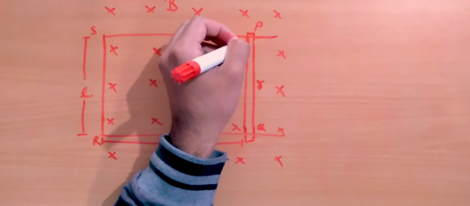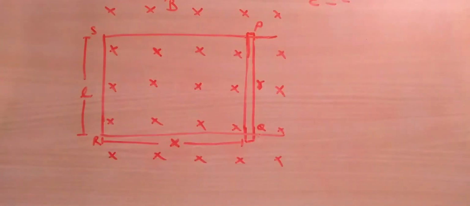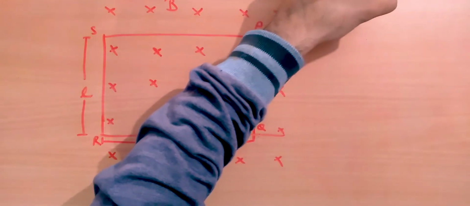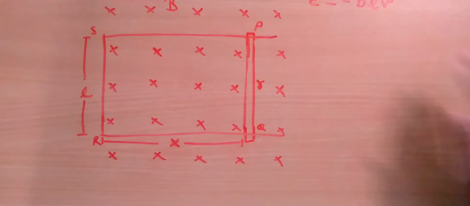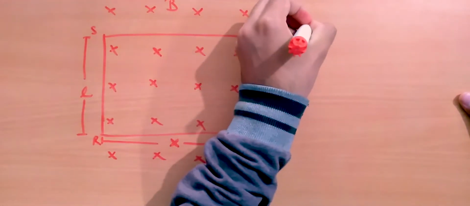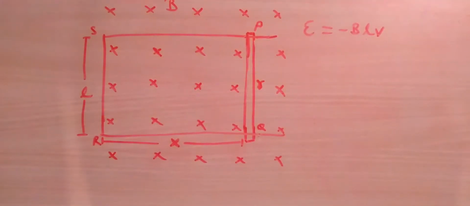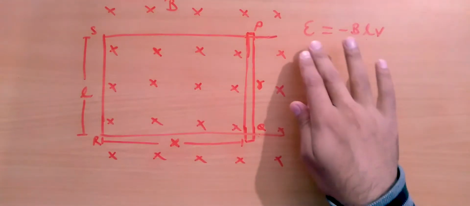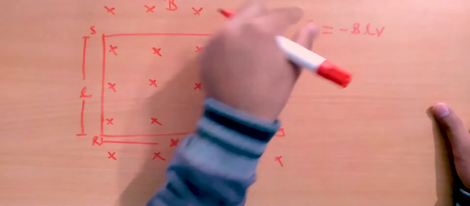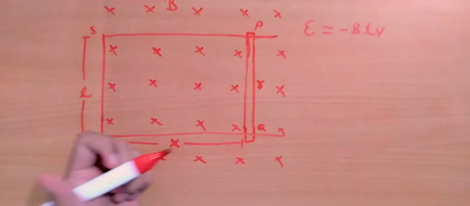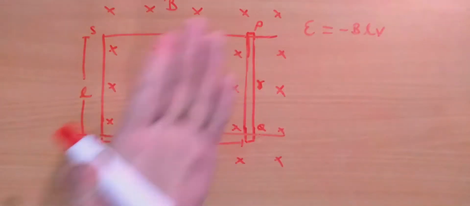Now we know that the EMF induced would be minus BLV, right? We've seen that in the previous video. I'll shift downwards to make it visible. Minus BLV. Perfect. So remember, potential difference divided by resistance gives us current, right? Because V equals IR. So current equals potential difference divided by R.